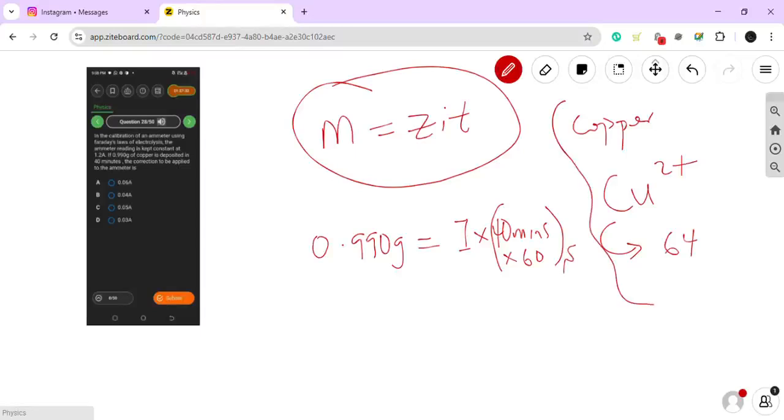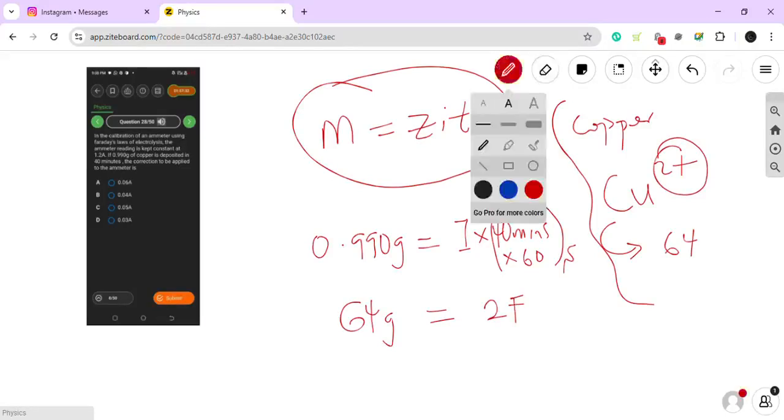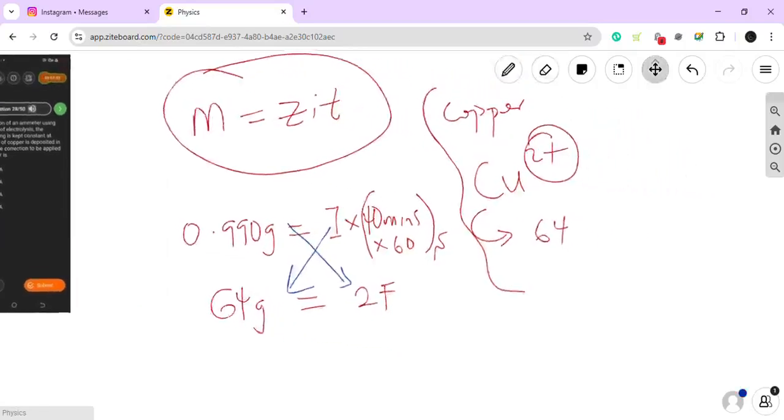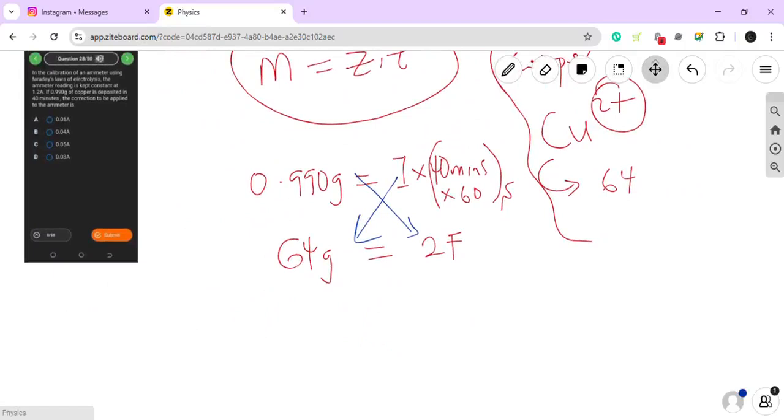Now the second thing you will need to do is pick the molar mass of copper, 64 gram, equals how many Faraday? That's 2 Faraday, because you have 2 plus, so that's 2F. From here you cross multiply. You can see the idea that I'm using. I related mass equals IT, and I related the relative atomic mass equals 2 Faraday, the number of charge. Then you cross multiply the two equations.